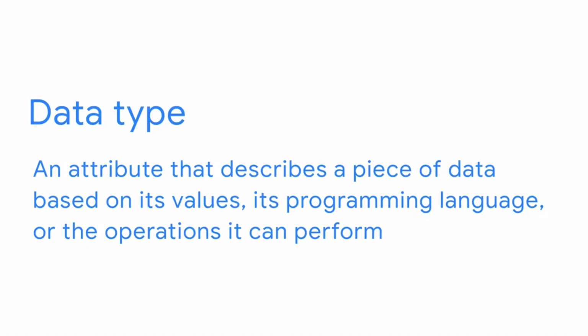Variables can store values of any data type. A data type is an attribute that describes a piece of data based on its values, its programming language, or the operations it can perform. In Python, this includes strings, integers, floats, lists, dictionaries, and more. You've already encountered some of these in this course. We'll explore these data types throughout the program.